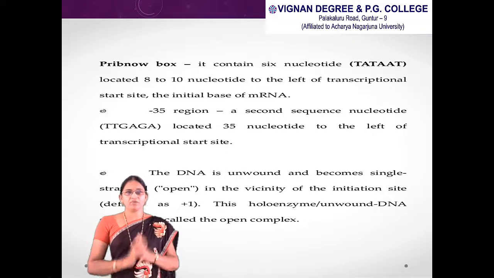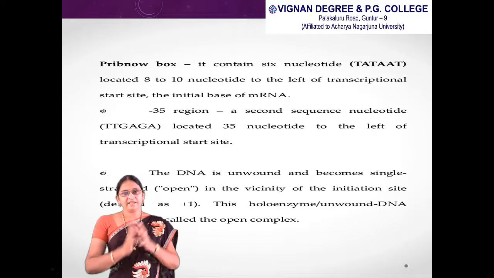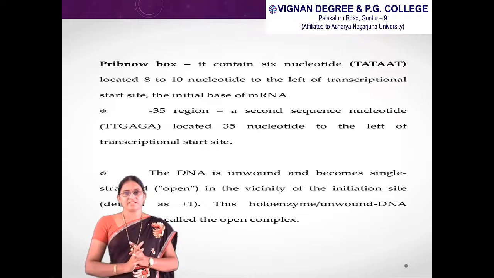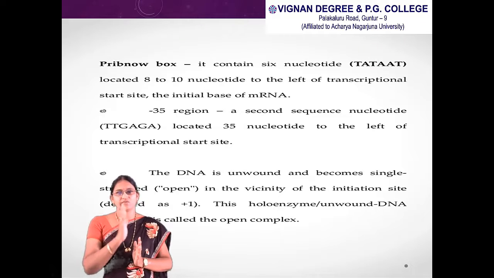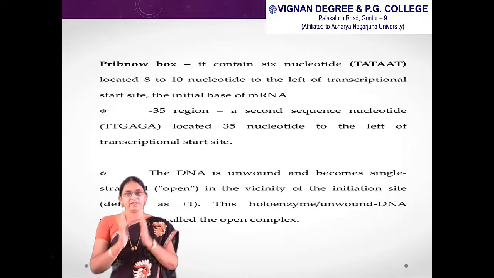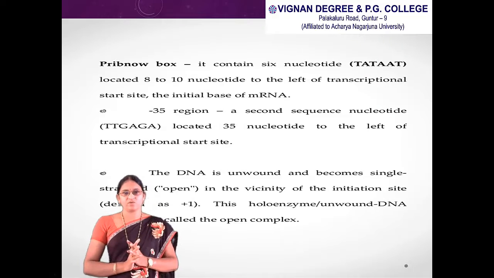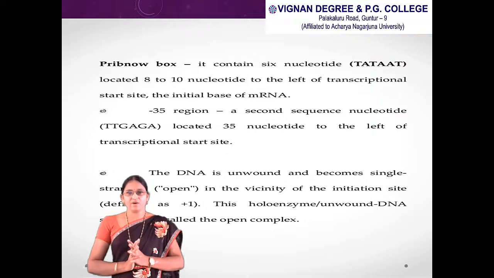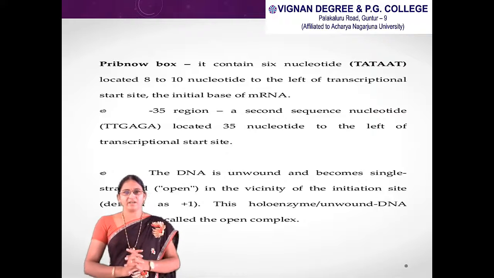Coming to what these sequences are. What is the Pribnow box? It contains 6 nucleotides. The sequence is TATAAT. That means a repeated sequence of TA, TA, AT, located 8 to 10 nucleotides to the left of the transcriptional start site. So where are they located? From the transcription start site, to the left of that site, around 8 to 10 nucleotides are found. These are the initial bases of the mRNA.